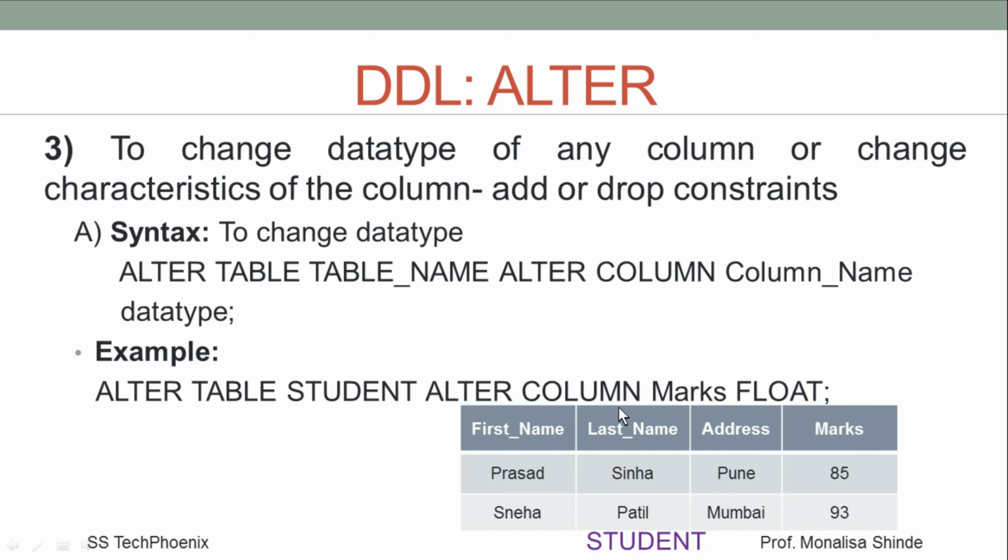Once we write this, after that the column becomes the float data type. Its data type becomes float type. So after that we can add float values into the marks column. See, I have added some float values to this column. Then it is possible with the help of the alter command.